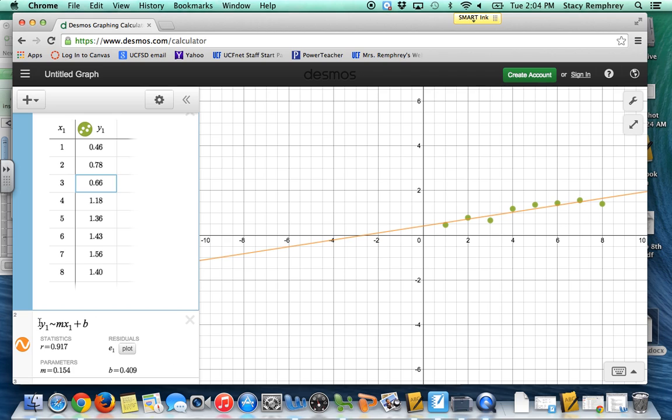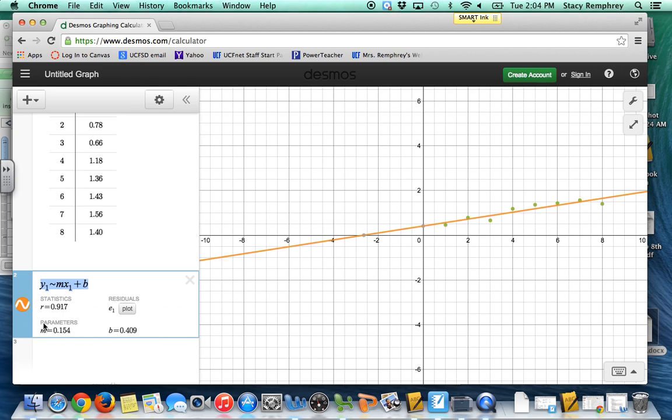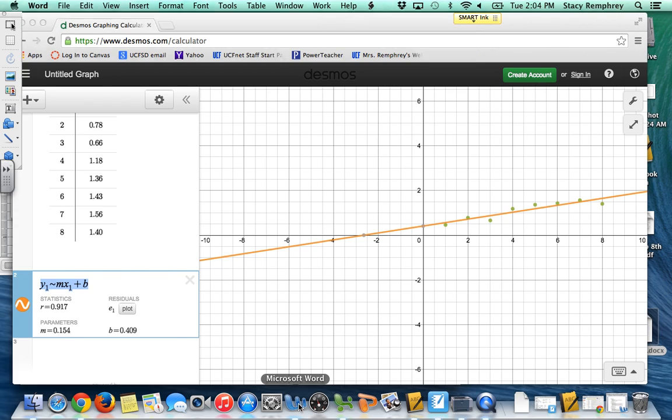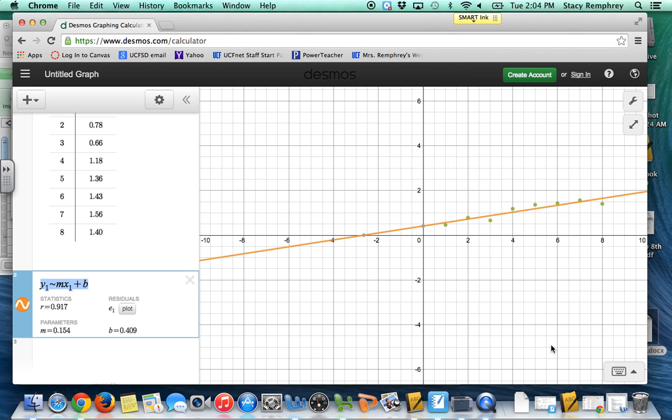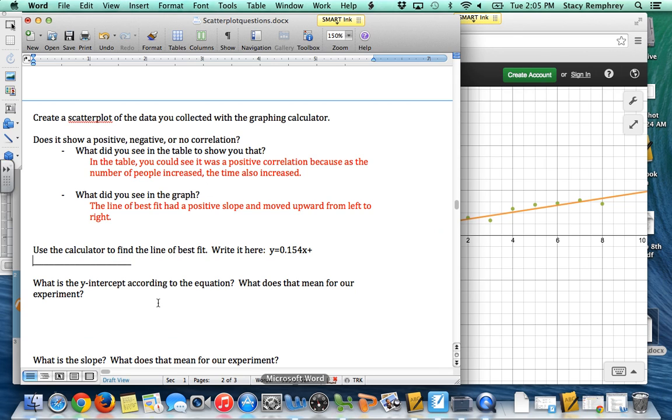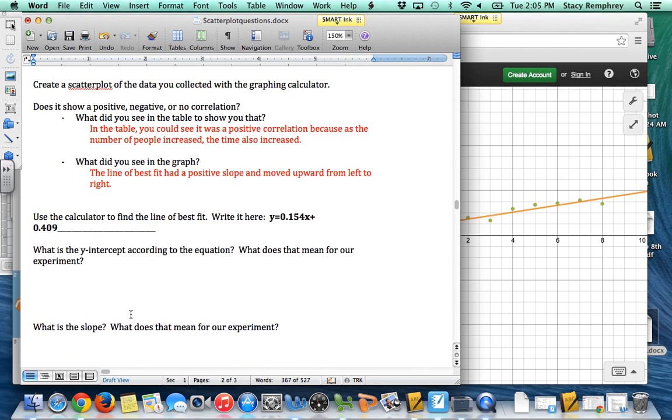In Desmos, we did that. That's here. And it says right here, the slope was 0.154 and the y-intercept was 0.409. So y equals 0.154x, because that's where the slope goes, plus our y-intercept was 0.409. Okay, and I'll see if I can bold that for you. So there's my equation. I got that from the calculator.